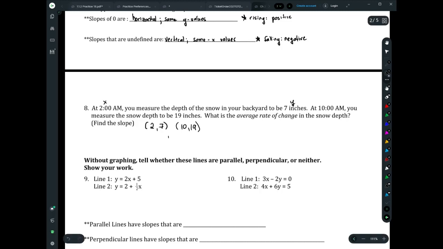Okay, using our slope formula, 19 minus 7 all over 10 minus 2. 19 minus 7 is going to be 12, sorry. And 10 minus 2 is going to be 8. And if we type in 12 divided by 8, the snow is falling at an average rate of 1.5. We can say inches per hour. Okay, and with units, we have inches up top, and we have time, hours down below, and that's how you get the inches per hour.